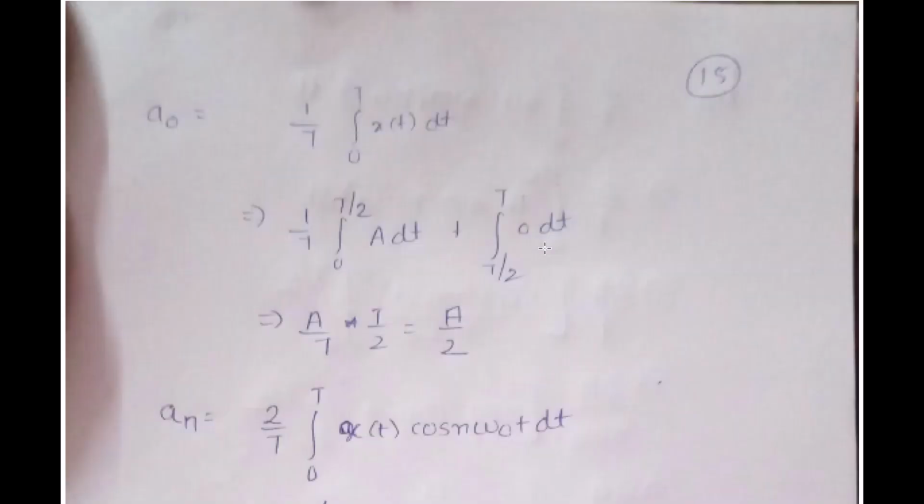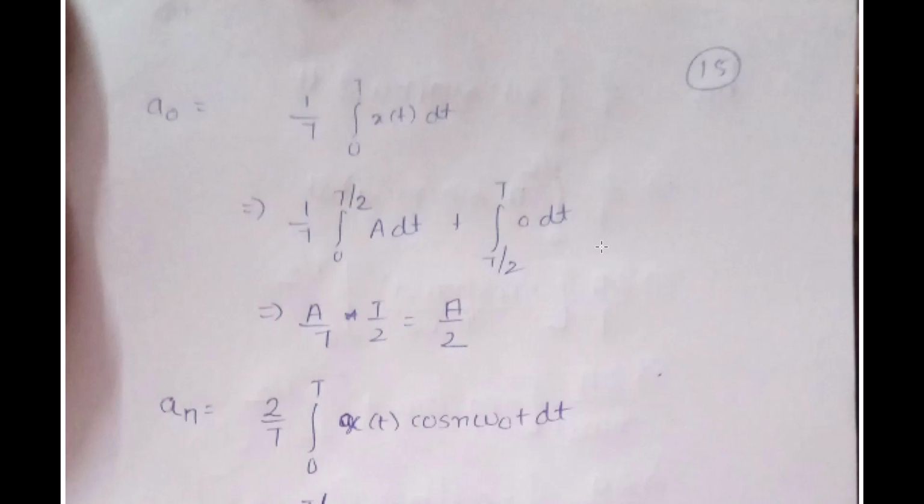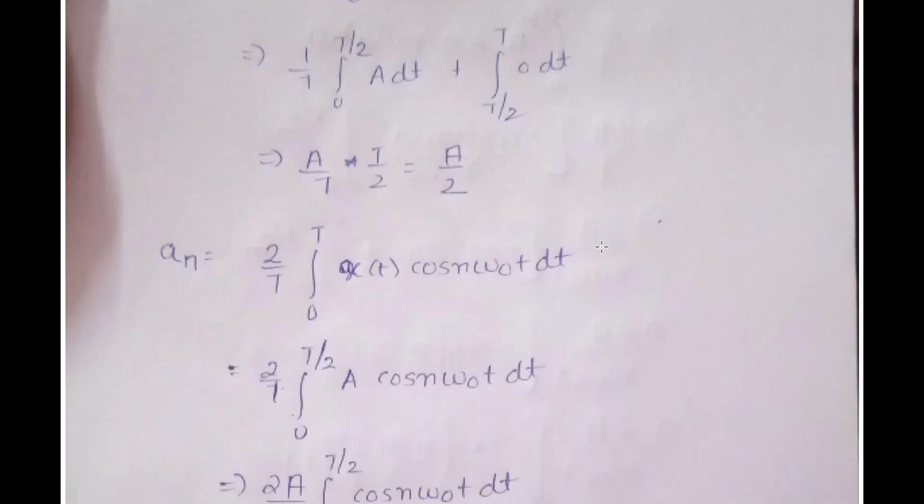So I'll just consider a0 as 1/T integral 0 to T x(t) dt. So 1/T integral 0 to T/2 x(t), which is A, dt, plus T/2 to T 0 dt, because from T/2 to T there is no value. Hence my a0 is equal to A/2.